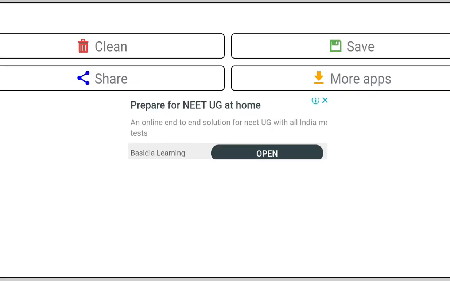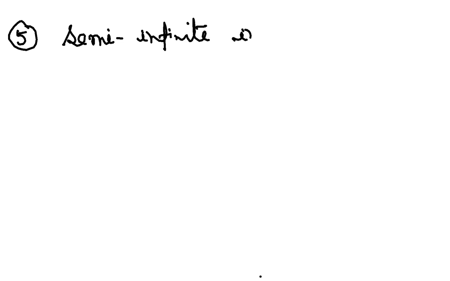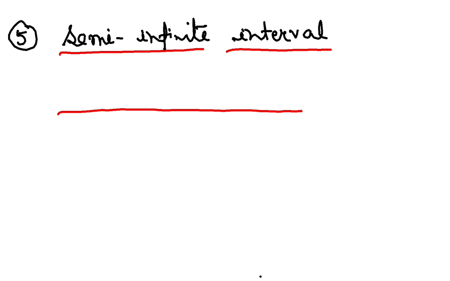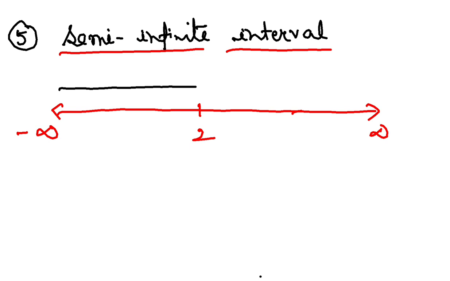Okay, all right. So there's one more that you have to learn, and you can call it number 5, and that is semi-infinite interval. Now what does it mean? So if you have the number line, suppose, and this is minus infinity, this is plus infinity, let's say I have a point over here, suppose 2. So if I want to represent this range minus infinity to, the infinity side is always open.